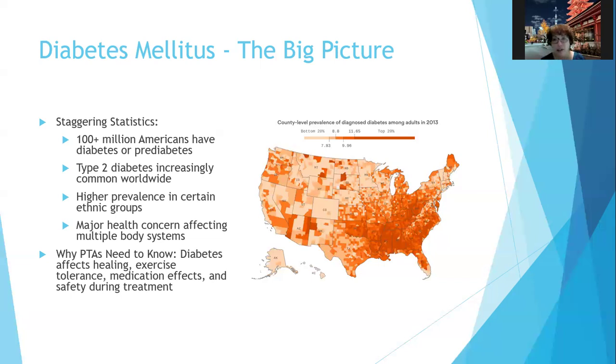One of the things to think about, though, is the populations in those areas. There are some areas of the Western United States that just aren't really heavily populated, so you're not going to have a lot of diabetes diagnosed in those unpopulated areas. But it is staggering. Diabetes is a major health concern affecting multiple body systems.